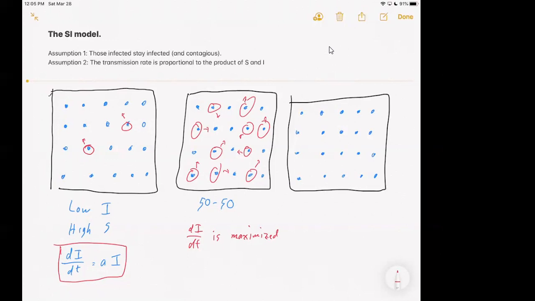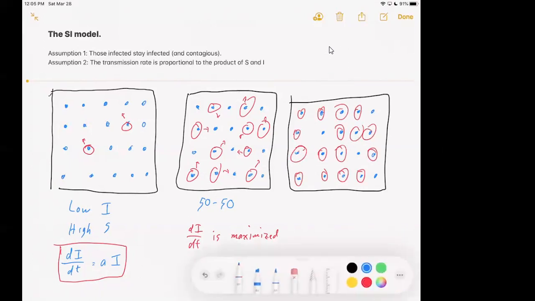Now, if you continue the game, there will eventually just be a few who are not susceptible left. So I'm going to circle: most people have now become infected. There are only a couple who aren't. Let me eliminate that one and that one and that one. So now there are very few people who are left to be tagged.